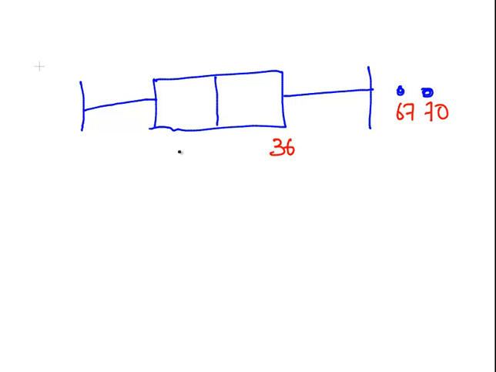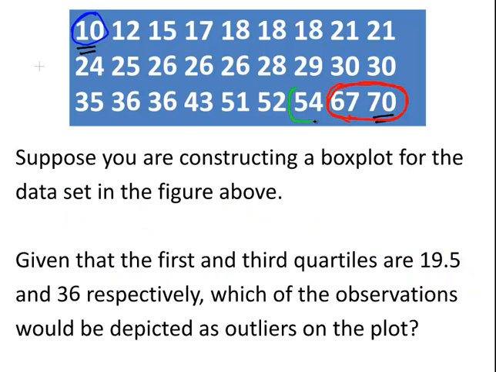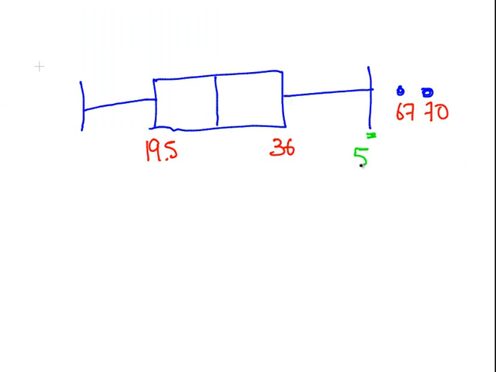This is 36. That's where Q3 will be drawn, and 19.5 for Q1. It's not actually asked in this question, but where would you draw the whisker? The highest value not considered an outlier is 54, so that is where you would draw it. The lowest point that's not an outlier is 10. In here you would draw the median, which would be 26 there. So that's our box plot drawn.